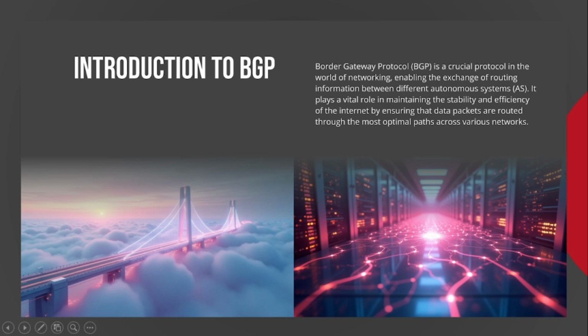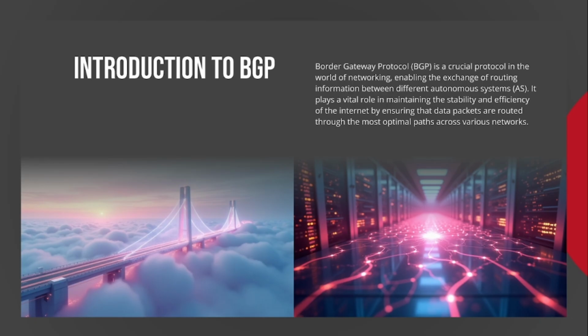So now we'll be talking about BGP, the Border Gateway Protocol. What is BGP? How is it different from other protocols like OSPF or EIGRP? BGP is used by the ISP, the Internet Service Provider, and it is a crucial protocol in the world of networking, and it enables the exchange of routing information between the different AS.